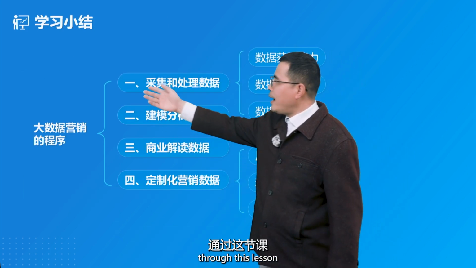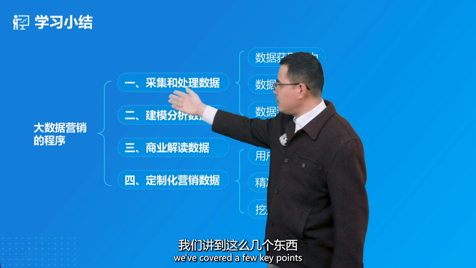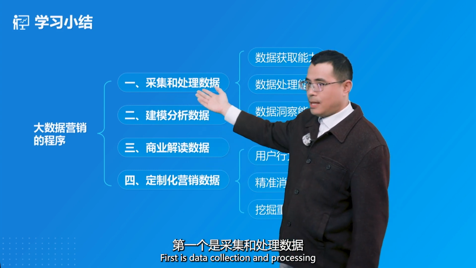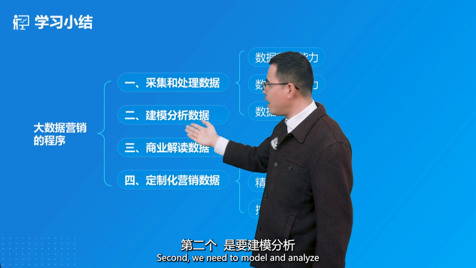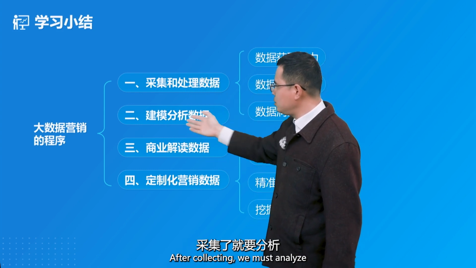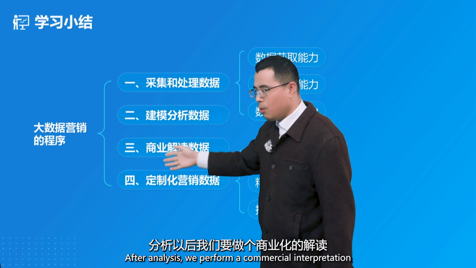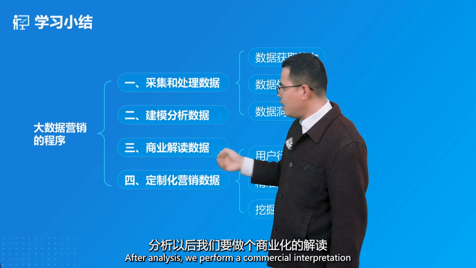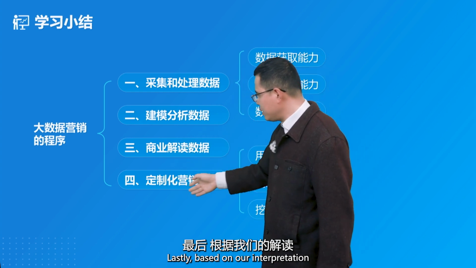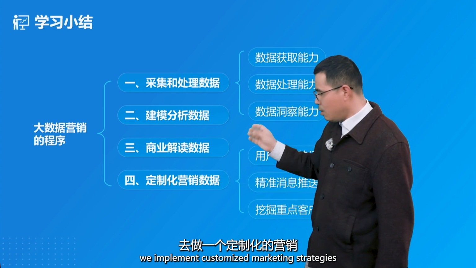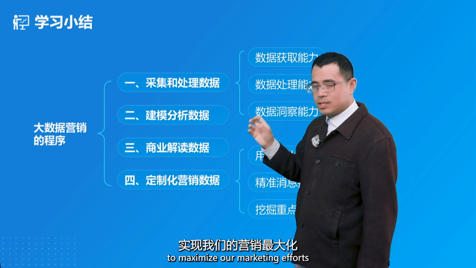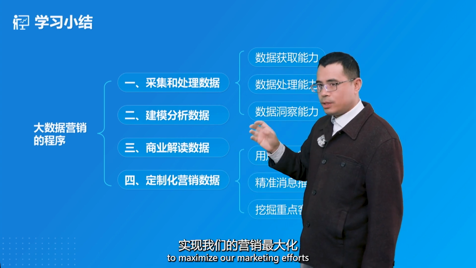Alright, students, through this lesson, we've covered a few key points. First is data collection and processing. Second, we need to model and analyze. After collecting, we must analyze. After analysis, we perform a commercial interpretation. Lastly, based on our interpretation, we implement customized marketing strategies, digging deeper and pushing to maximize our marketing efforts.